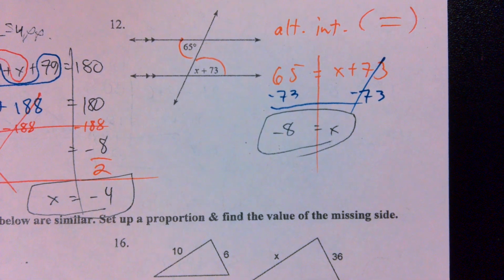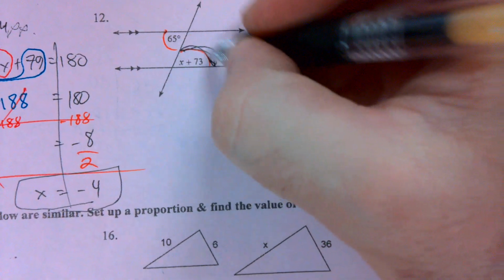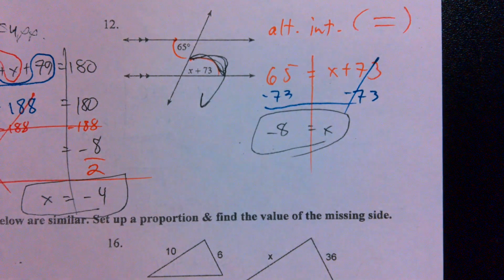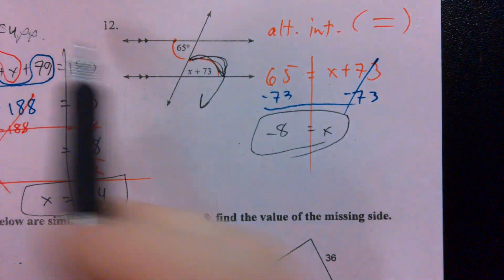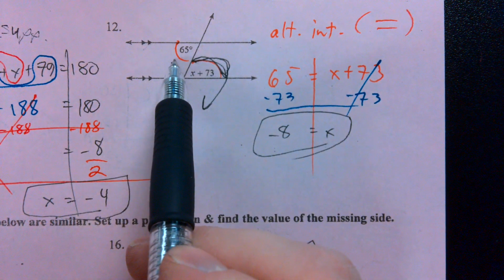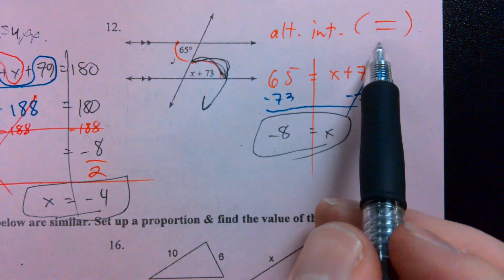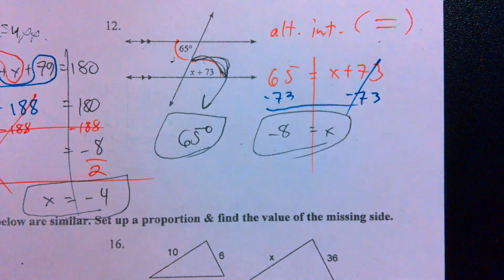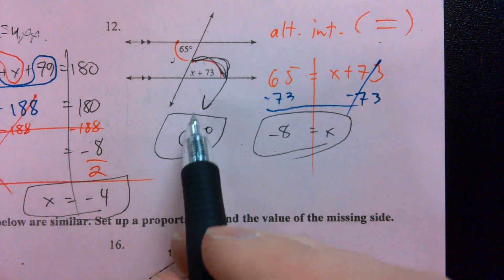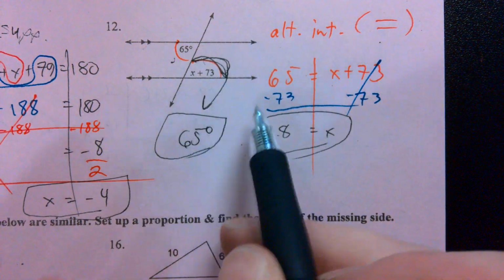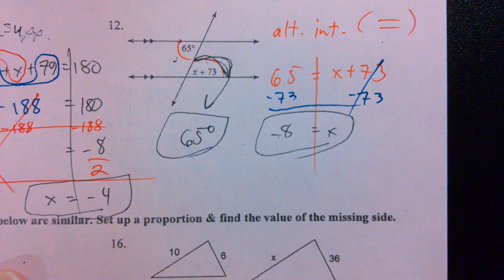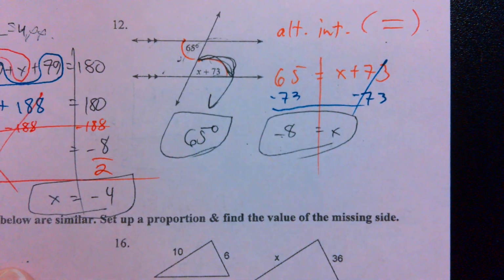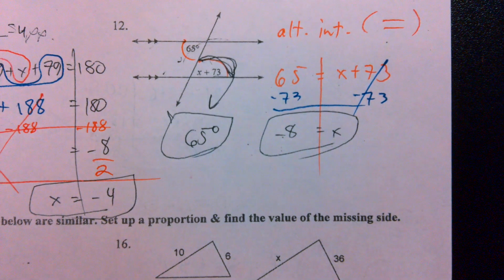Now, again, if you were asked what this angle right here is equal to, well, what's its partner equal to? 65. Are these angles equal? Yeah, then this one has to be 65. Obviously. Technically, if we plugged in negative 8 we would have got that, but it's a lot easier with something like this. We know that this one's 65, we know that they're equal, so that one's got to be 65 as well.